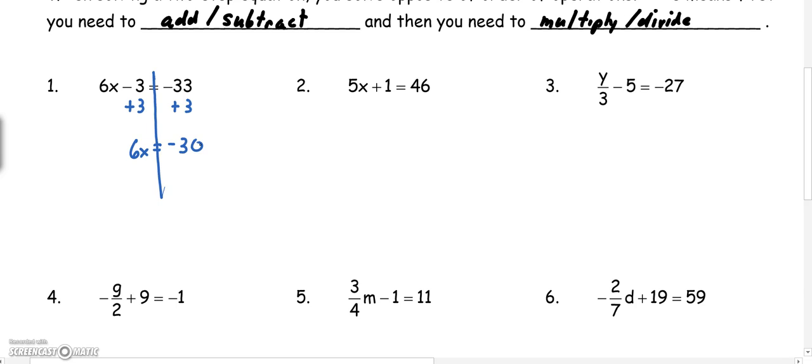Now, 6x is multiplication, so the opposite of multiplication is to divide. So we're going to divide by 6, so x equals negative 5.